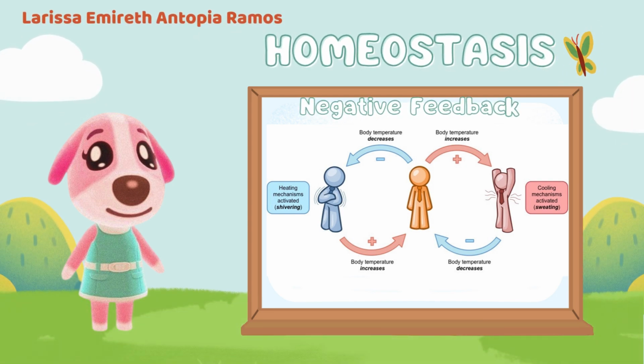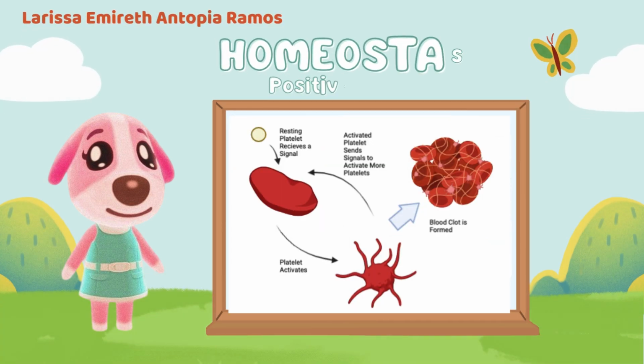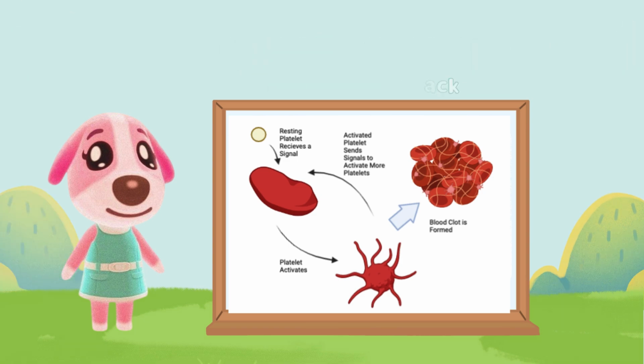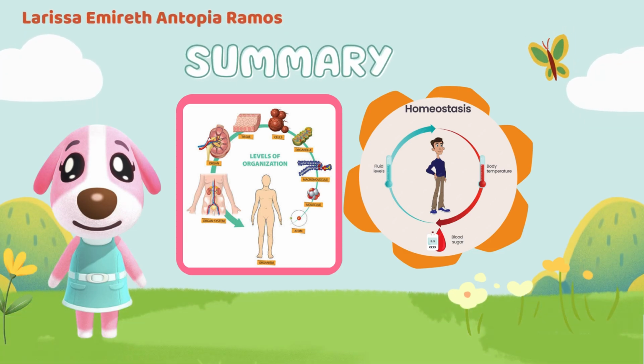Negative feedback. This is the most common mechanism and acts to counteract a change in the body. For example, when body temperature rises, the body switches to cool down and return to normal. In positive feedback, the body amplifies a response until a goal is achieved. An example is blood clotting. When there is a wound, the body activates a series of reactions to form a clot and stop the bleeding. But in summary, our body is organized into different levels, from atoms to a complete organism, and homeostasis is key to keep us healthy.